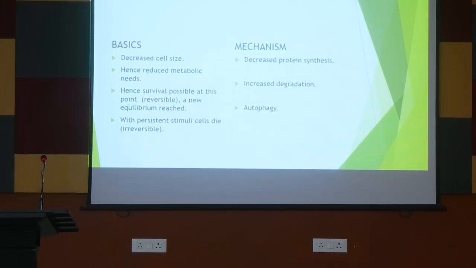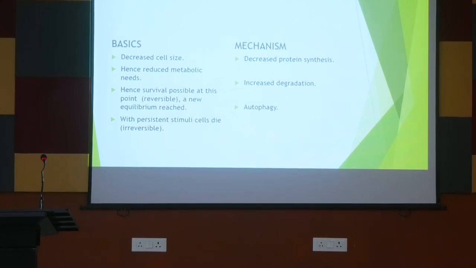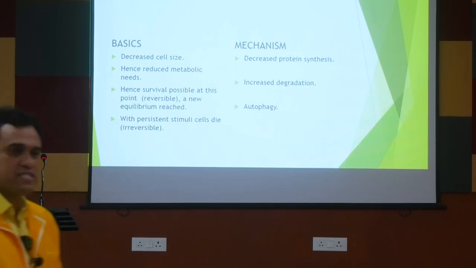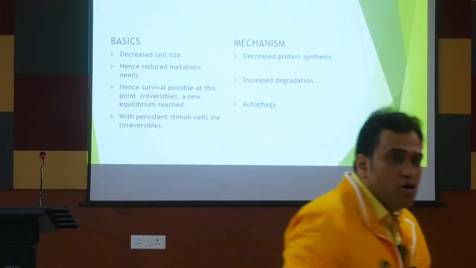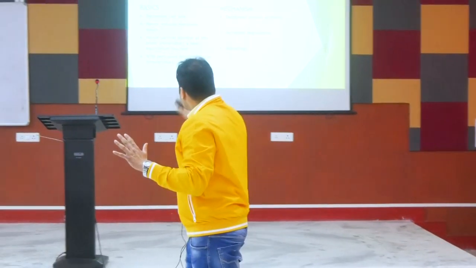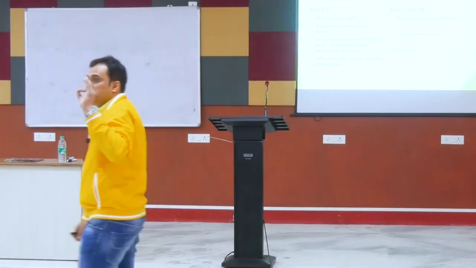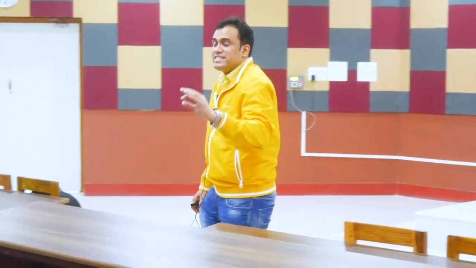Oh, I have given this point. So see, there is decrease in cell size. I thought I did not put this slide, but I have put this slide. So how does atrophy basically happen? There will be apoptosis of the cells. So how do these cells survive? Because there is decrease in the size of the cells, an equilibrium is reached where these decreased cells have reduced metabolic activity. They have reduced function.